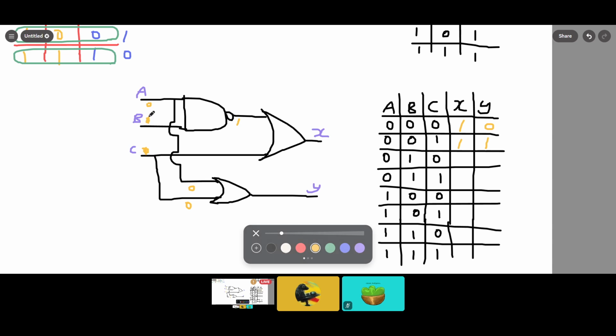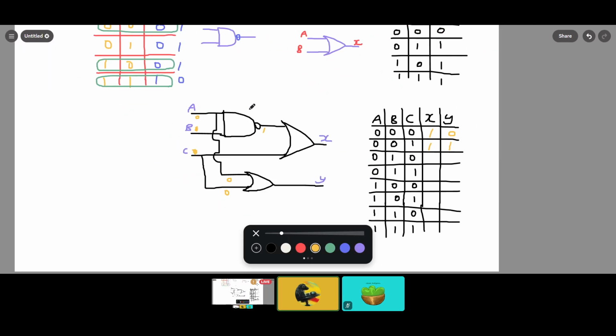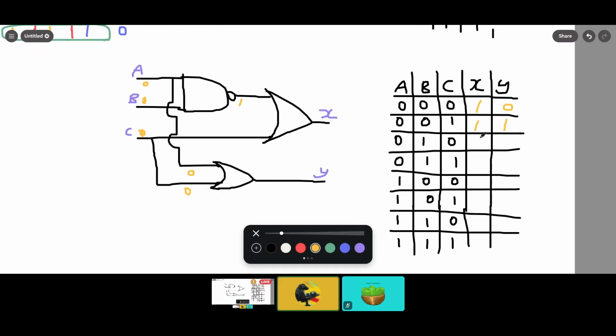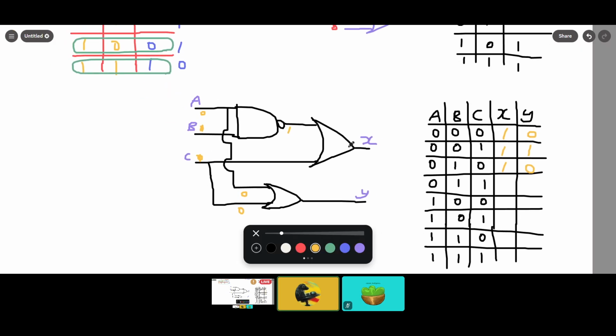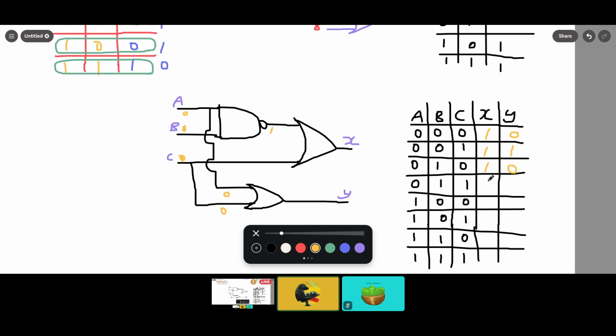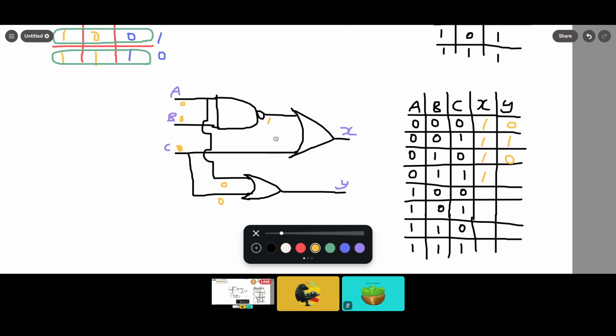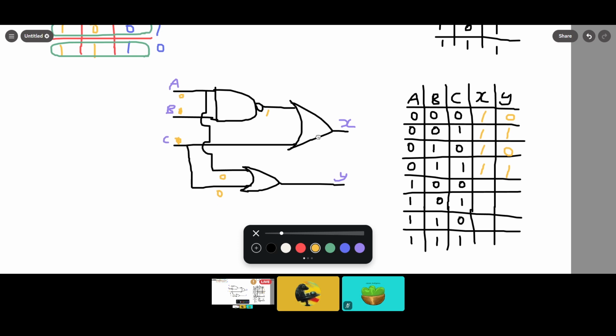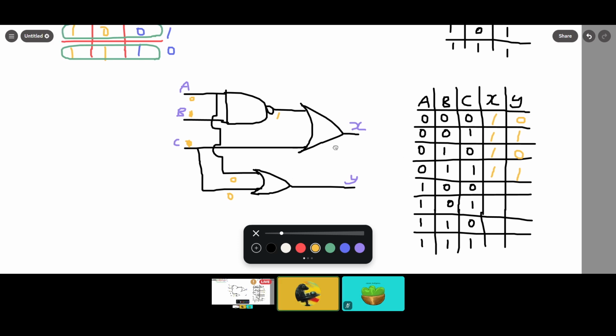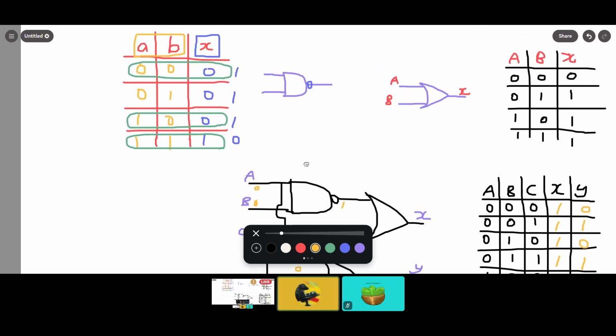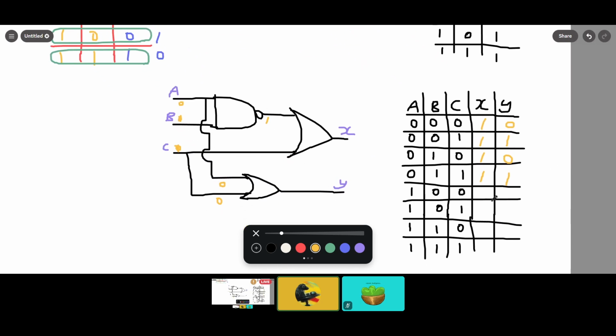Alright, next. 0, 1. So in 0, 1, the output is still 1. So X is still 1. And then since A and C go into the OR gate, the output is actually 0 here. Okay, 0, 1, 1. The output of the NAND gate is still 1. And then C is 1, so the output will actually be 1 for the Y. Okay, 1, 0, 0. So A is 1, B is 0. So the NAND gate is still going to be 1.